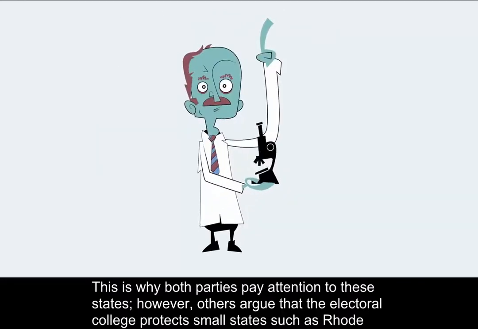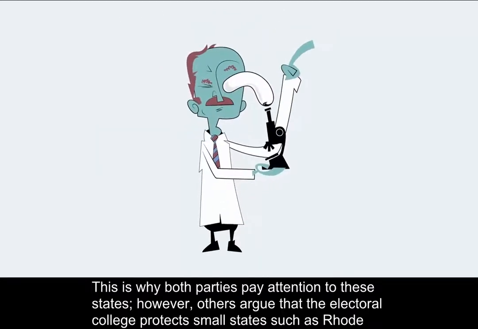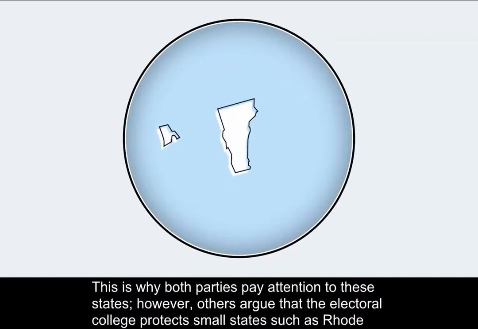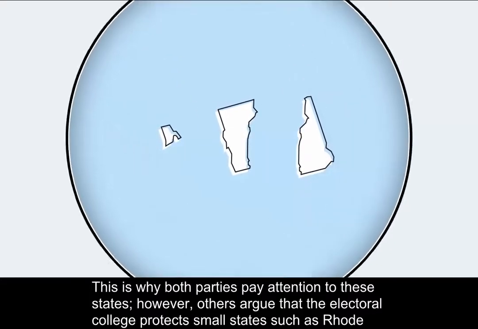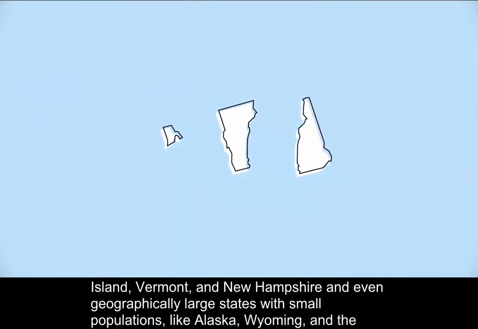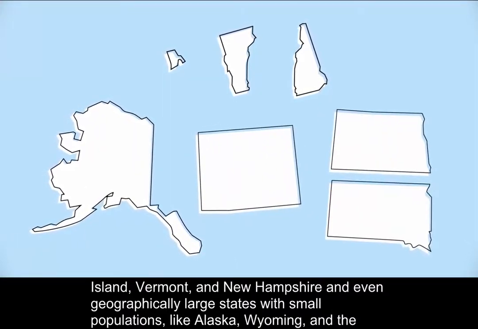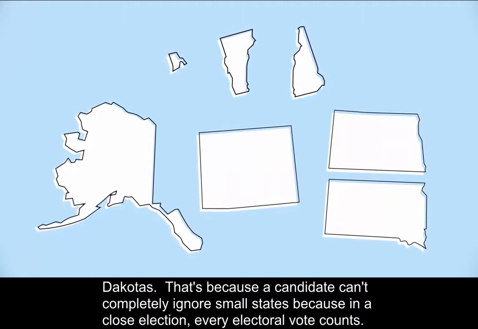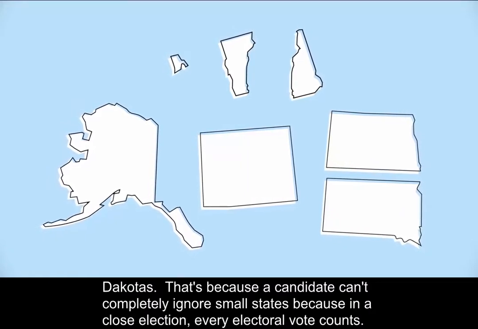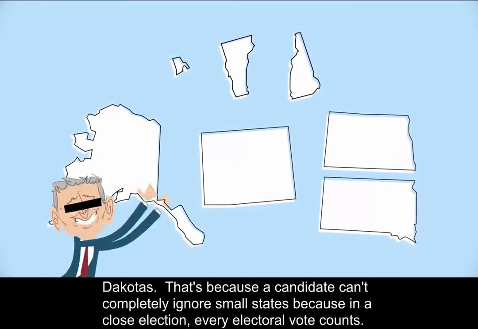However, others argue that the Electoral College protects small states such as Rhode Island, Vermont, and New Hampshire, and even geographically large states with small populations like Alaska, Wyoming, and the Dakotas. That's because a candidate can't completely ignore small states because in a close election, every electoral vote counts.